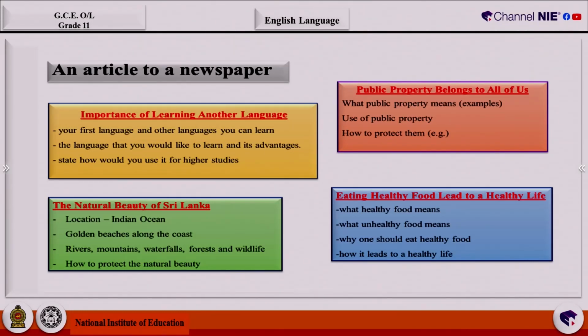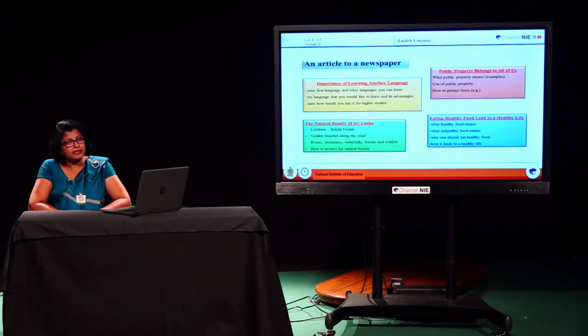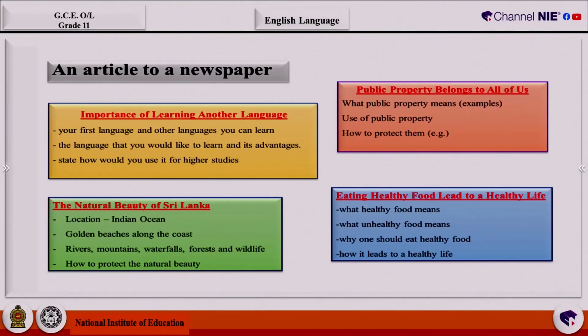Therefore, dear students, if you are going to write an article based on this, you have to include many facts under the given guidelines. This is how you will be given marks under content. Now, on the right side of this slide, there is another suggestion. Public property belongs to all of us. So, what are the guidelines? What public property means, you have to provide with examples. Use of this public property and how to protect them. So, you have to provide many examples when you are writing your article for this.